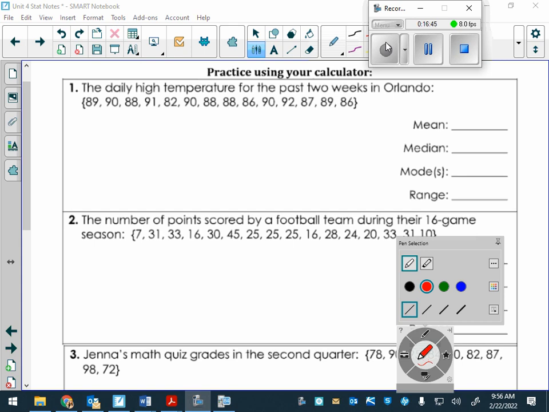Number 2, 24.9 is the average, 25, and then the mode would be what? 25, right? Because how many does 25 show up? 3. And 33? Only 2. So it's the most. 25. Okay. And the range was 38. So number 3, we have the average of 85.11 or 85.1. The median was 84. There was no mode.